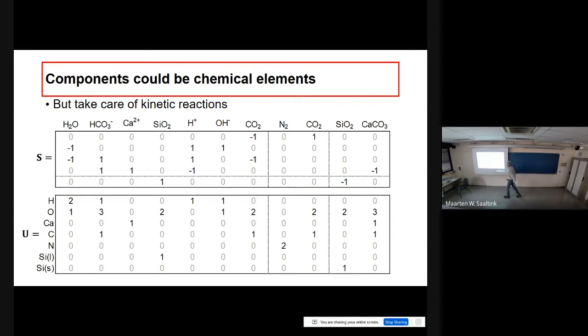And one thing you should be careful with is kinetic reactions. So here I have, for instance, silicate liquid. I have a liquid component and a solid component. I have to maintain the two because they don't react at equilibrium. Okay, this is one way.